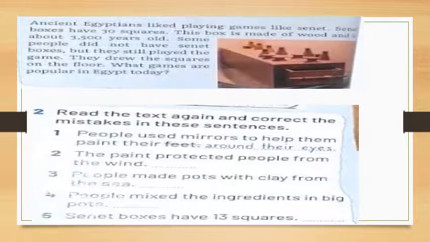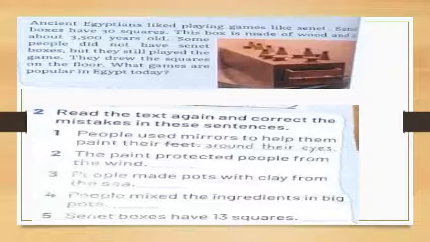Now, ancient Egyptians liked playing games like Senet. Senet boxes have 30 squares. This box is made of wood and it's about 3,500 years old. Some people didn't have Senet boxes, but they still played the game. They drew the squares on the floor. What games are popular in Egypt today? What do you think? You can answer.